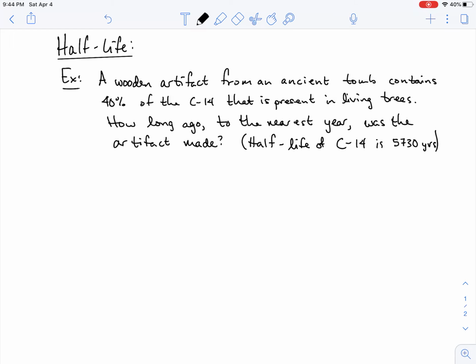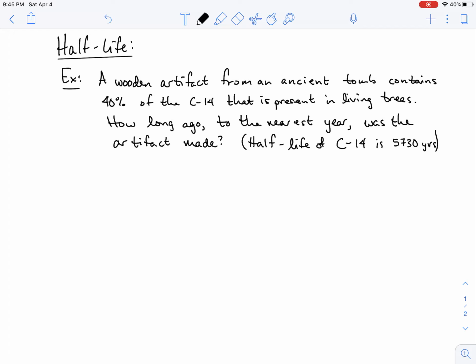This is a half-life problem, which is kind of a teacher favorite, which involves carbon-14 and carbon dating. The example states a wooden artifact from an ancient tomb contains 40% of the carbon-14 that is present in living trees. How long ago to the nearest year was the artifact made? And you're to use that the half-life of carbon-14 is 5,730 years.